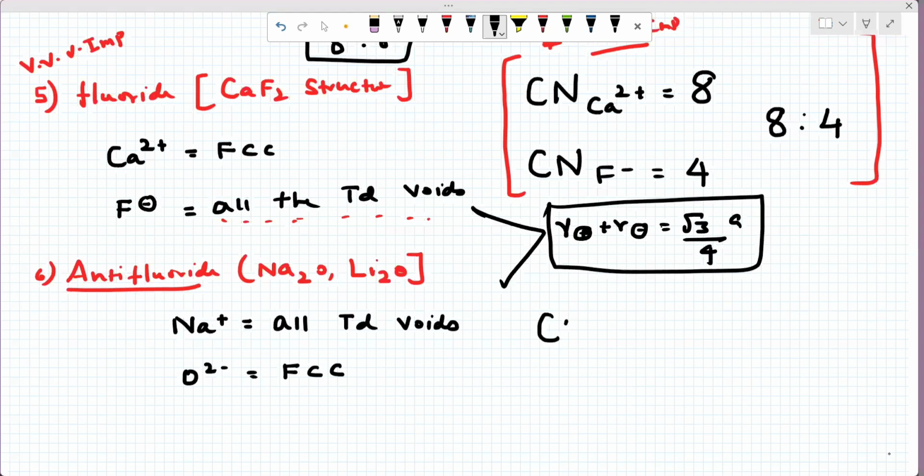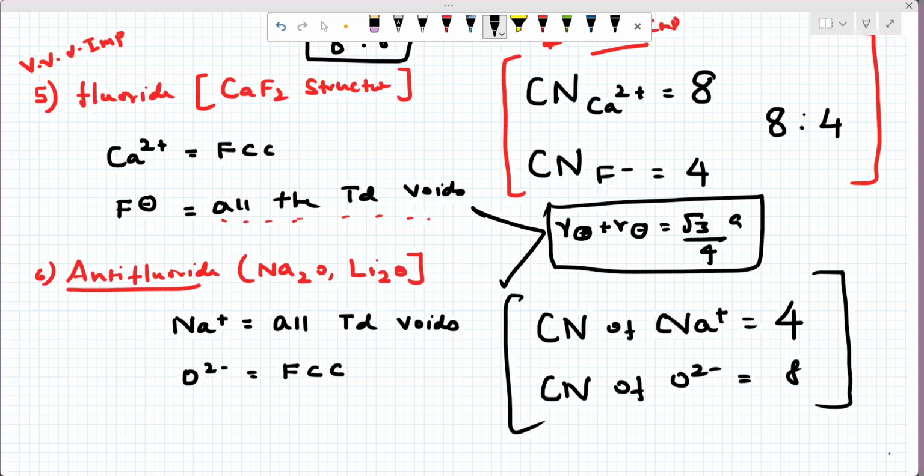The coordination number of Na plus cation is equal to 4. The coordination number of anion, that is O2 minus, is equal to 8. This is very, very important, please note. Fluorite: the cation has 8 coordination number, the anion has 4 coordination number. Antifluorite: the cation has 4 coordination number, the anion has 8 coordination number. Very important, please note.